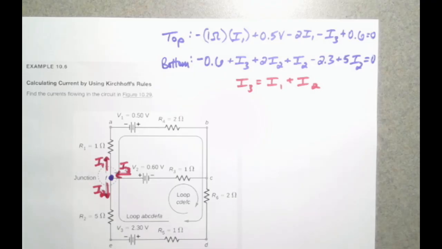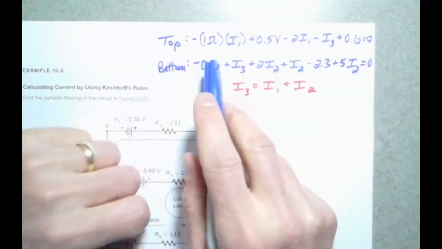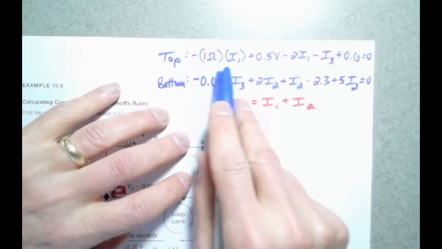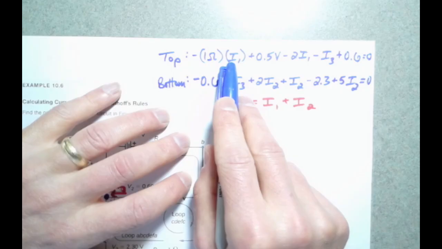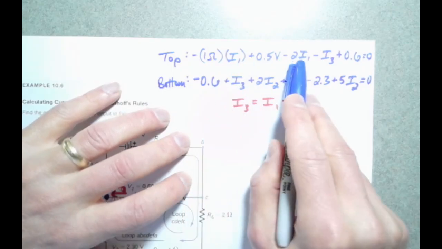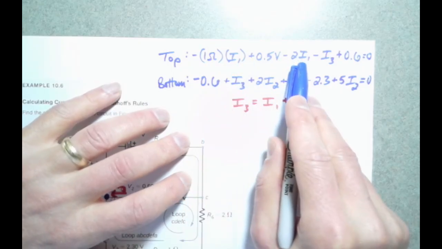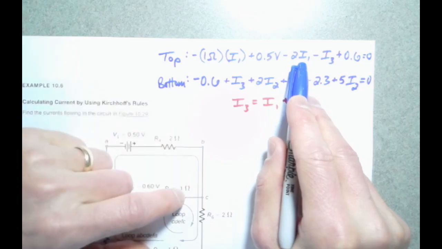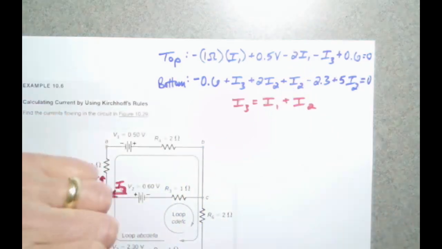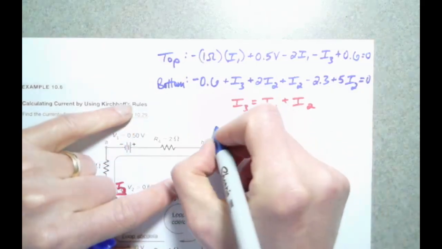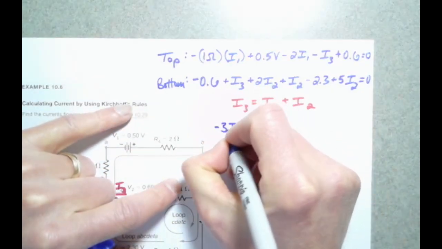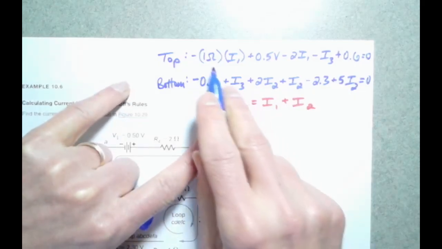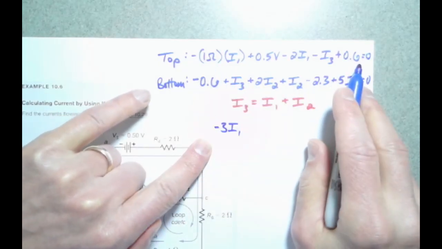Let's look at this top one here. I need something times I1. Well, let's look. I've got a negative 1 I1 here, and I have a negative 2 I1 here. So I've got negative 3 I1, okay? So I can just write that out. Negative 3 I1, okay? So that's all my I1 terms there, all right?